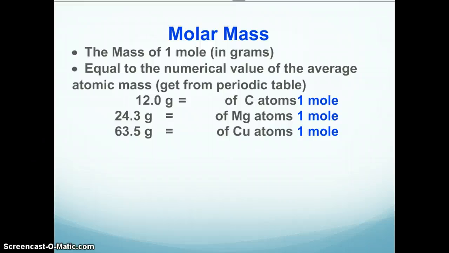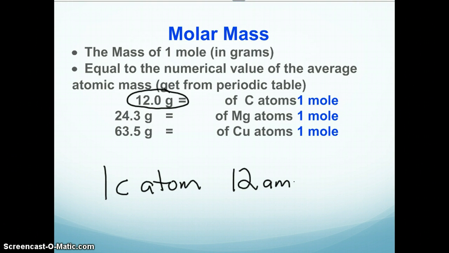So if we, for example, have 1 mole of carbon atoms, it weighs 12 grams. If we have 1 carbon atom, it weighs 12 atomic mass units. Okay, so the number is the same. The unit is different.